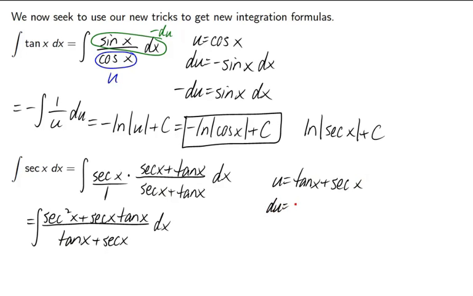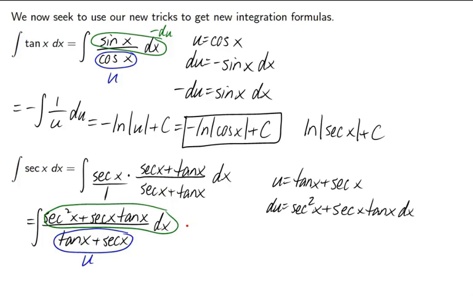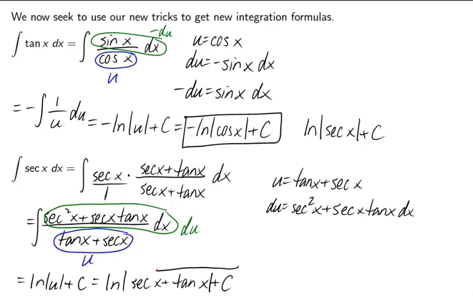Then du equals secant squared x plus secant x tangent x dx. This is why we even did that step of multiplying by that strange object. It just works out. This turns out to just be du in the numerator and u in the denominator. So we get natural log absolute value of u plus c, which is natural log of, let me write it the other way because that's the more standard one, secant x plus tangent x plus c. That's our rule for the integral of secant x.